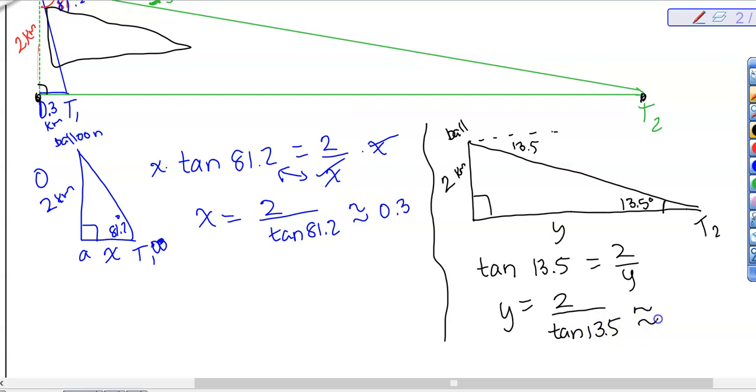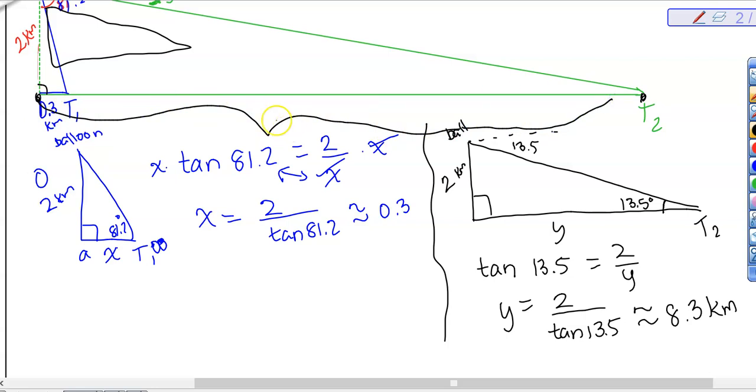You get an approximate value. Go to the nearest tenth. 8.3 kilometers. So the whole distance, oh man, I'm going to have to draw this. It's kind of messy, but we're talking about this entire distance from here to here is 8.3 kilometers. So the distance between the towns, 8 kilometers.